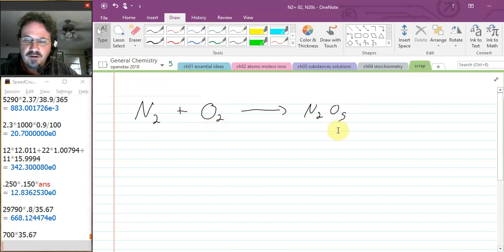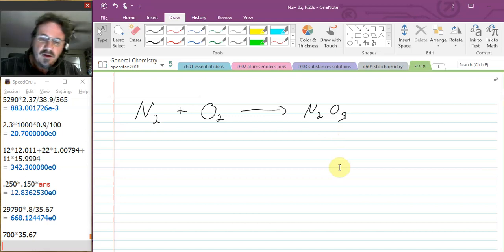So I've got more here on the right. I've got to increase this. But notice I've got this problem. This is an even number and this is an odd number. If I put a 2, that would be 4 oxygens. If I put a 3 out here, it'd be 6 oxygens. How am I going to get 5? Well, there's 2 ways to think about that. The way I like to think about it, if I've got that problem, just multiply everything through by 2.